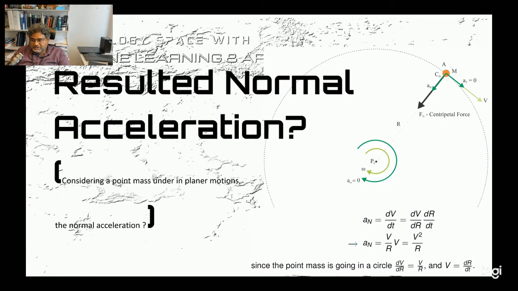That means this normal acceleration component in this point mass, which is pointing towards the center of this circle, is equal to its velocity squared divided by the radius of this circle. So this is an important equation to remember when a particle is moving in a circular motion.